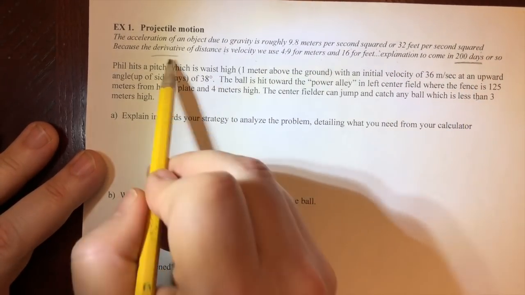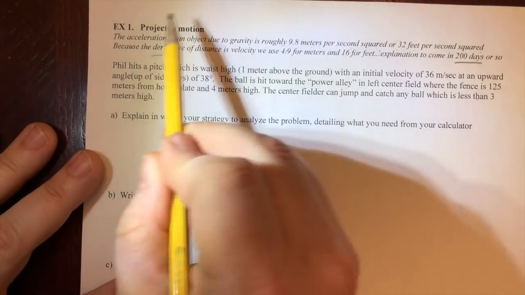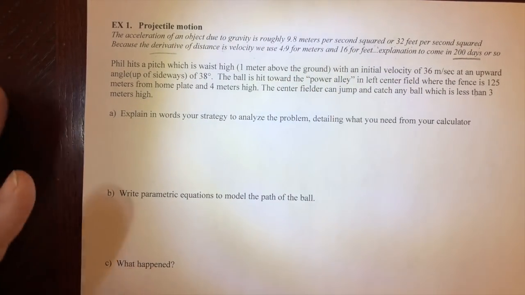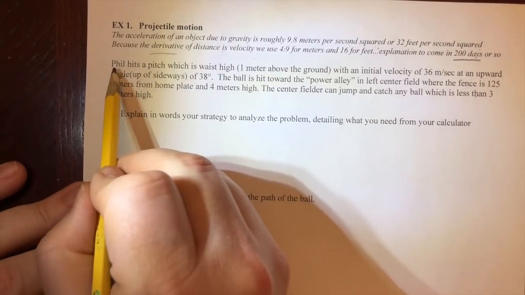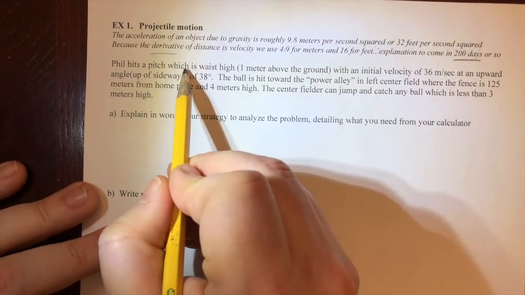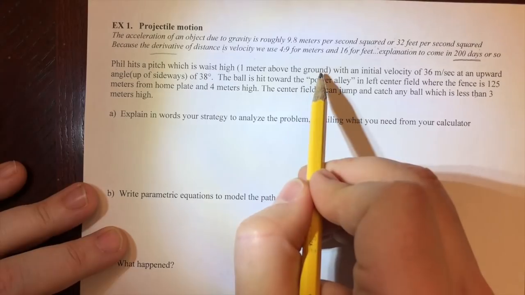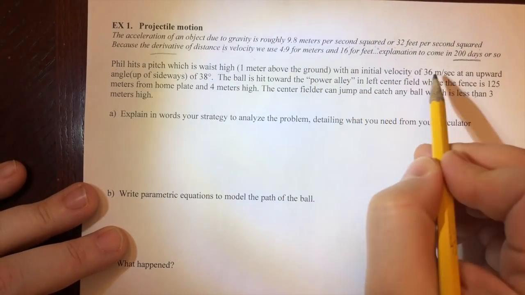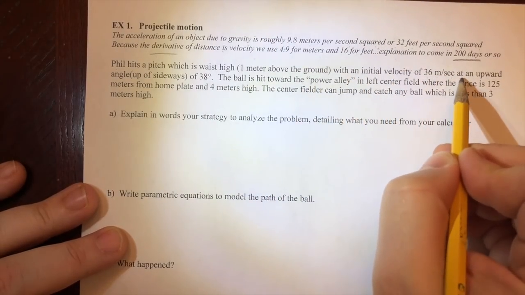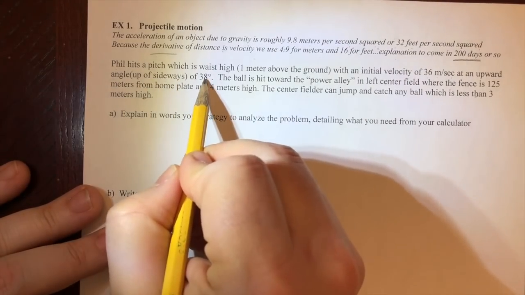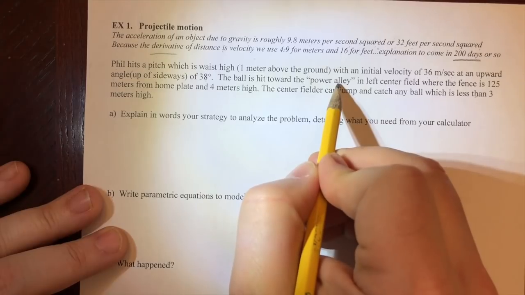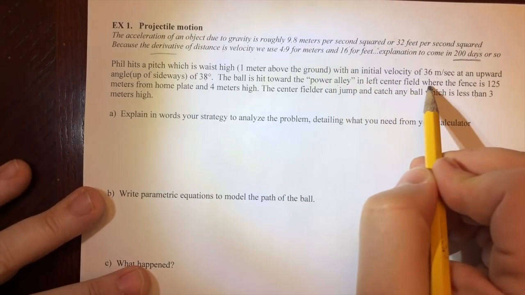So this is a very common thing, an interaction that you will do in calculus, but for today I'm just going to kind of hand you equations that you will derive once you get into calculus. We just don't have the info in our heads yet to do that. So Phil hits a pitch which is waist high, 1 meter above the ground, with an initial velocity of 36 meters per second at an upward angle up from sideways of 38 degrees. The ball is hit towards Power Alley in left center field.